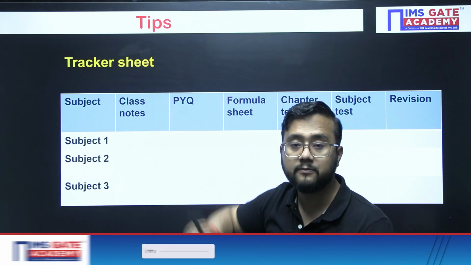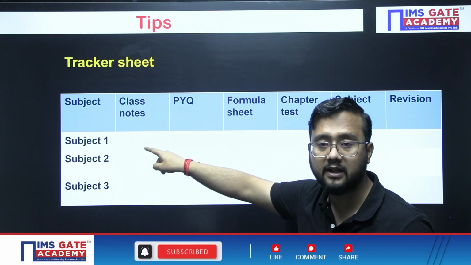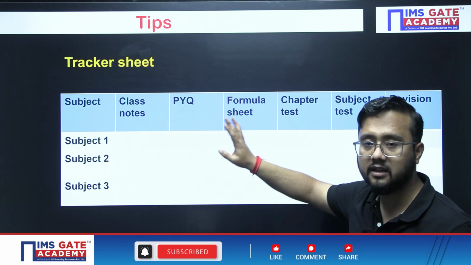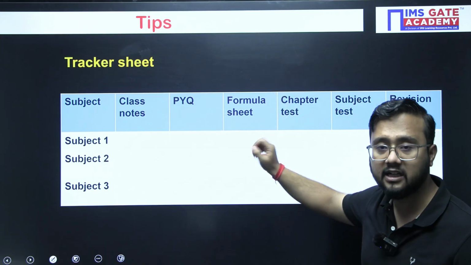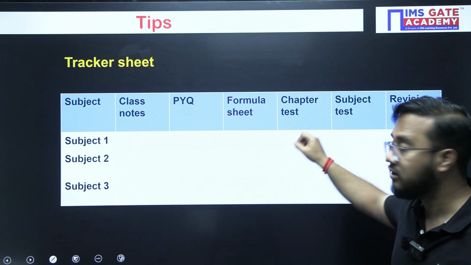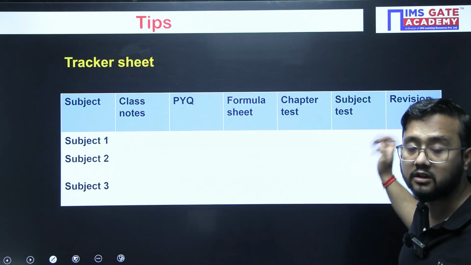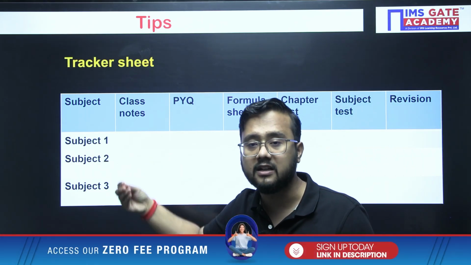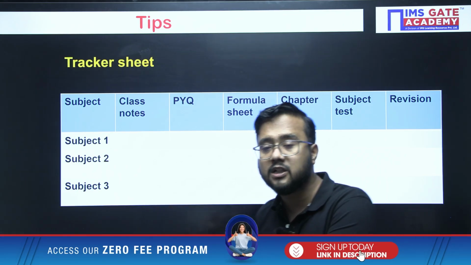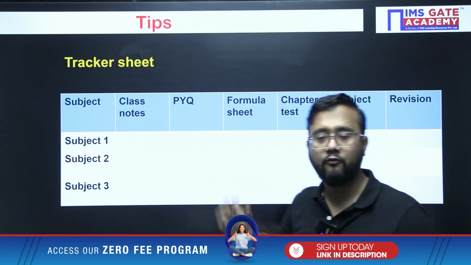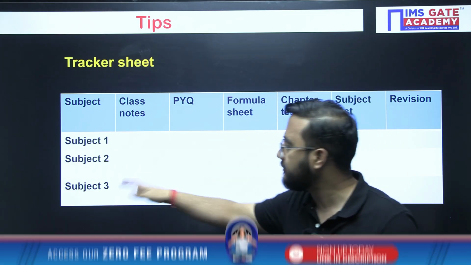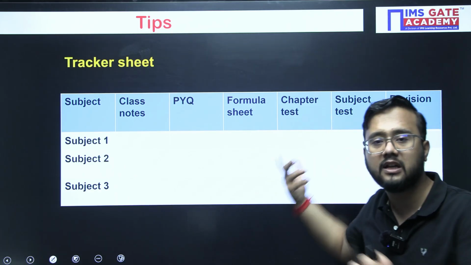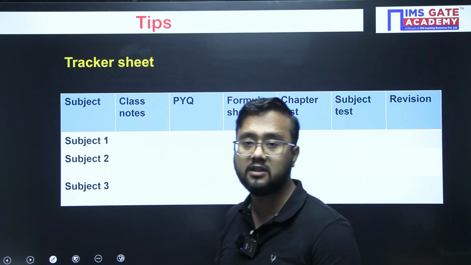In that subject thermodynamics, whether I have prepared my class notes, yes or no. PYQ done, we will tick here. Formula sheet created, yes. Chapter tests are done or not, subject test done or not, revision done or not, how many revisions I have done, that I will mention. So looking at this tracker sheet, I will understand, yes, subject 1 I have prepared, but subject 2 PYQs I have not done. Formula sheet I have not done. Okay, in subject 3 I have done the formula sheet and chapter test, but I have not given the subject test. I have not done the revisions.